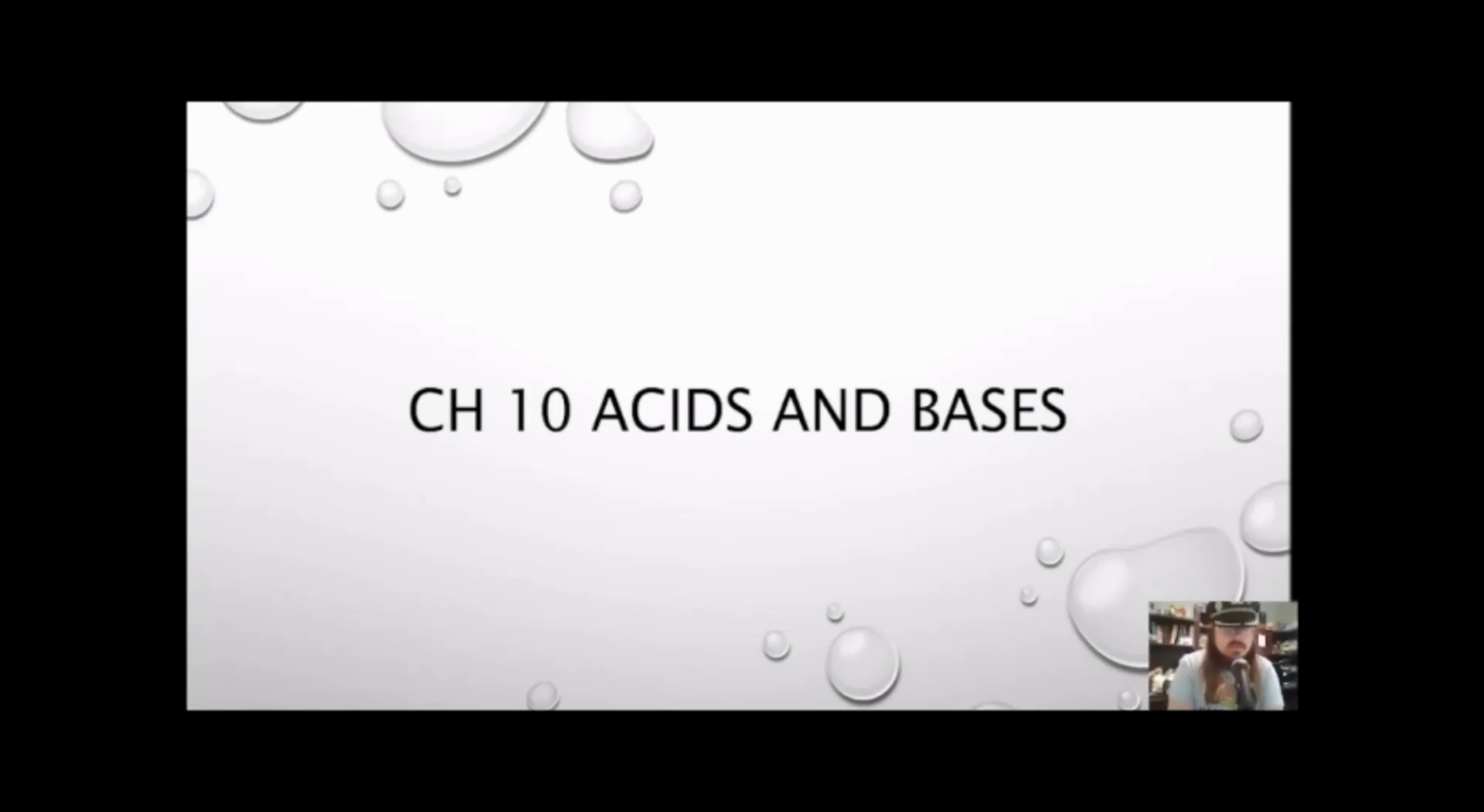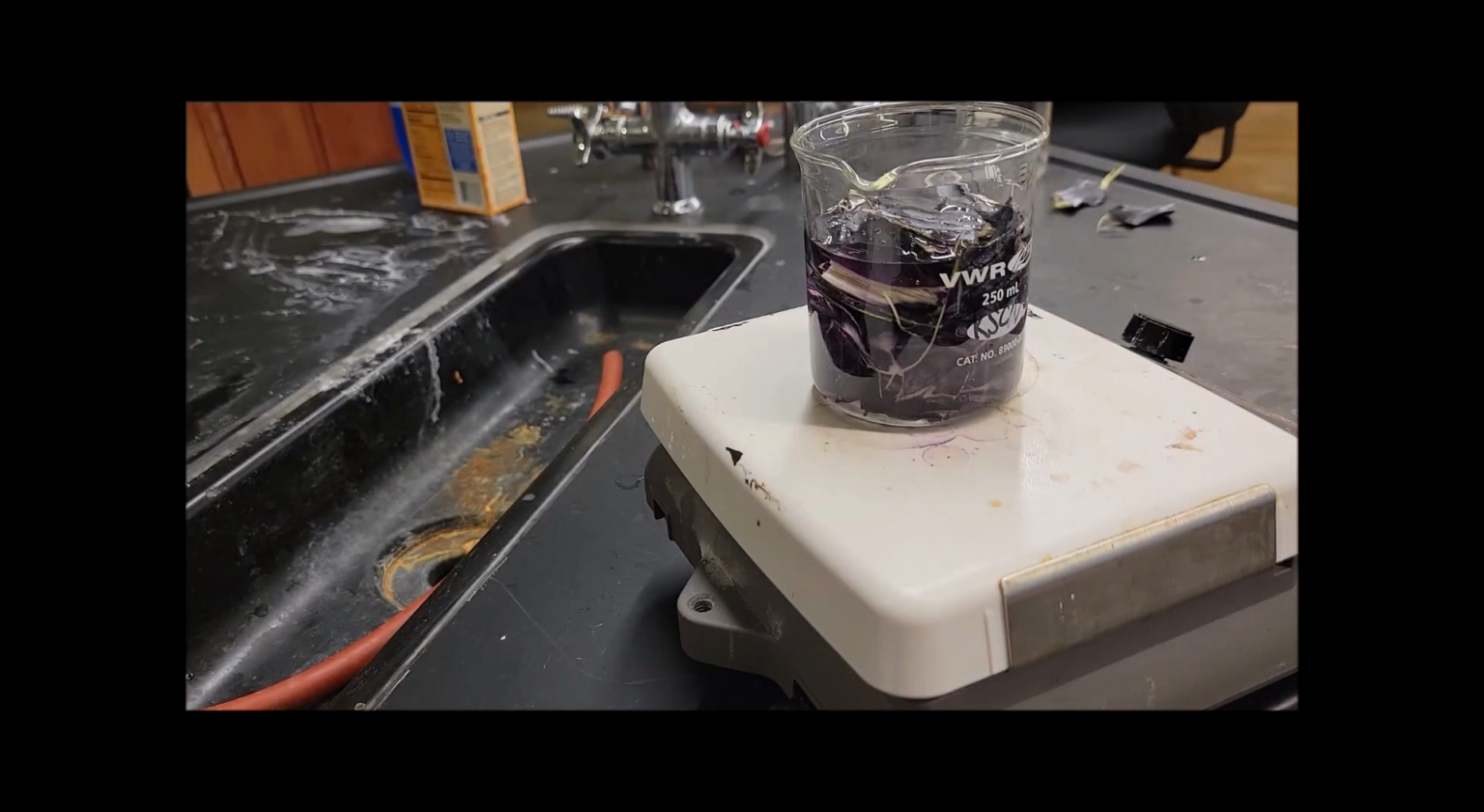Welcome to Chemistry 100. We're going to look at Chapter 10, Acids and Bases. We're going to start with a quick demo showing an acid-base indicator, which is red cabbage.